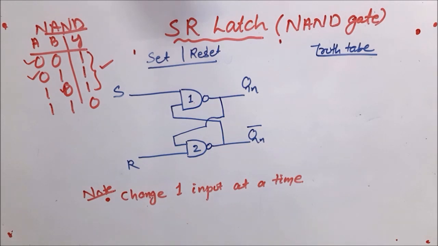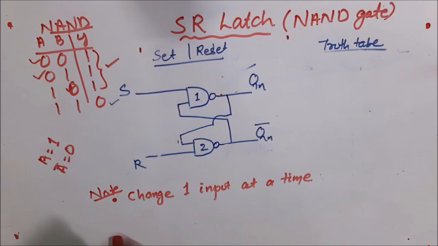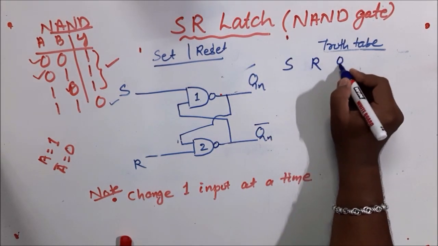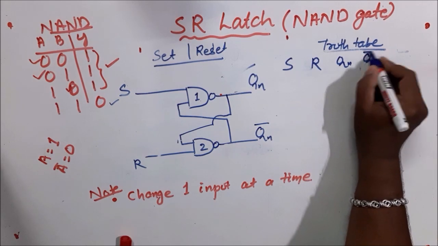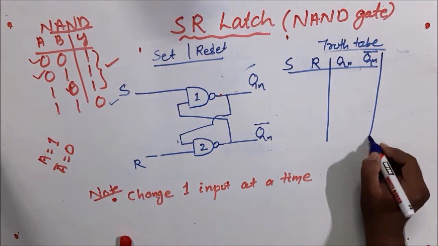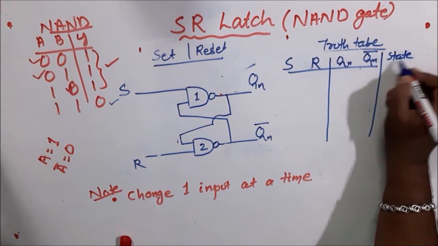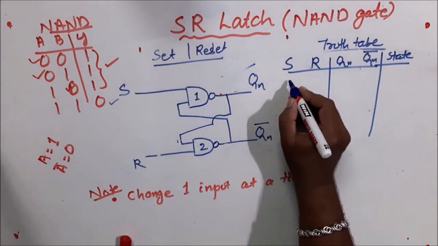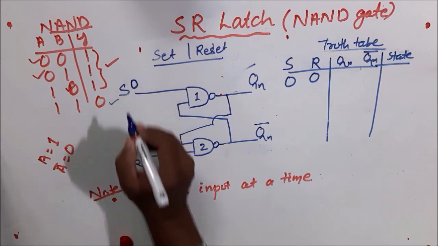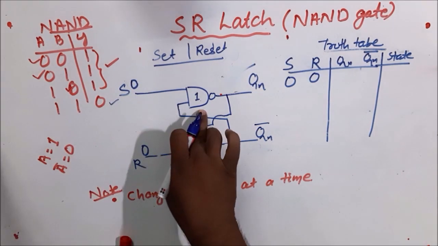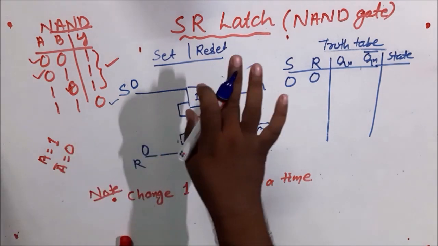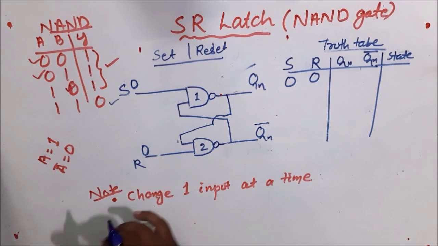To design the truth table, we take inputs S and R, and here we take Qn and Qn complement. These are the four inputs and outputs, so you can get the state here. First I'll define S and R as 0 and 0. The behavior of a NAND gate is, if any one input is 0, the output will go high. You understood this from the truth table.